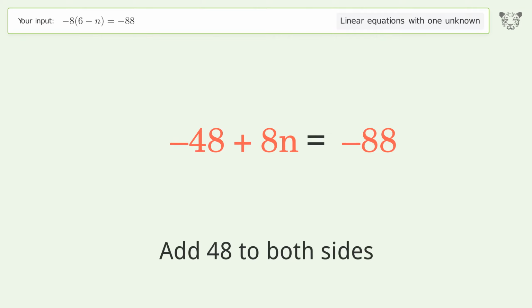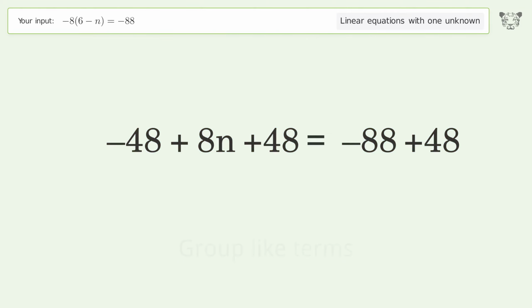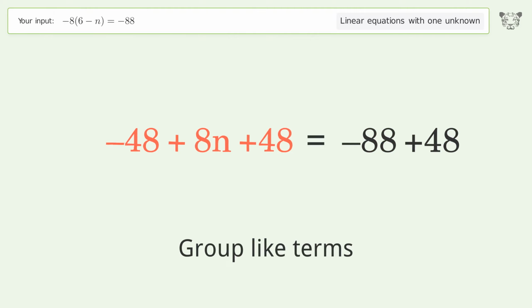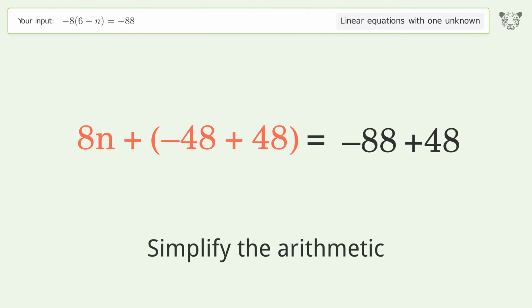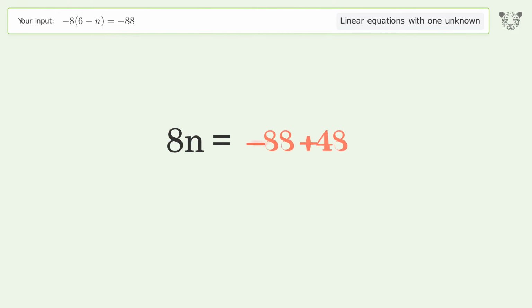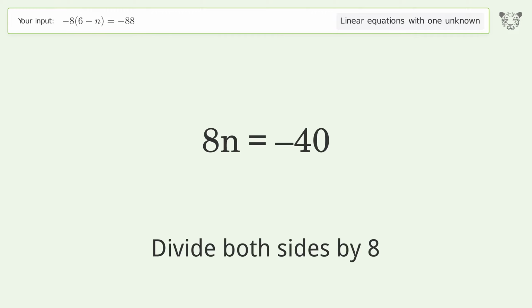Add 48 to both sides. Group like terms. Simplify the arithmetic. Isolate the n. Divide both sides by 8.